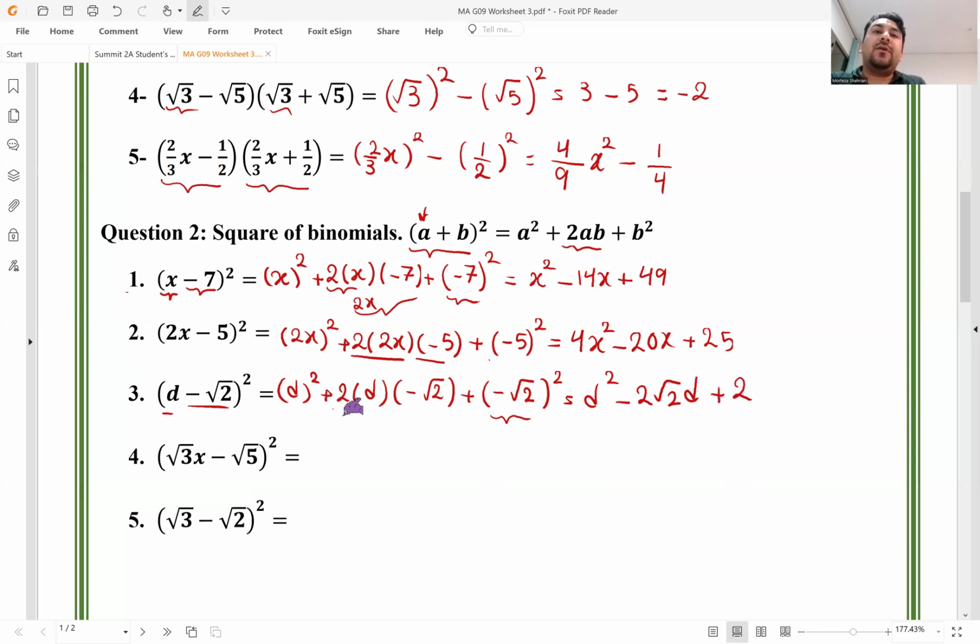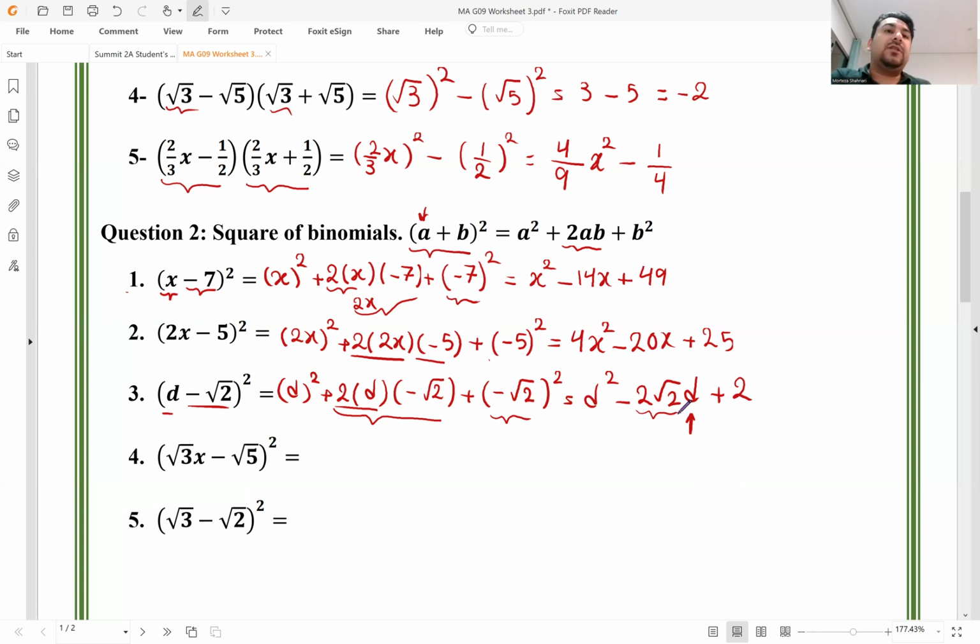Okay, just take a look at the mid part. 2 times d is 2d. 2d times negative radical 2. The variable d stands at last. 2 times negative radical 2 is negative 2 radical 2, which will be the coefficient of d.